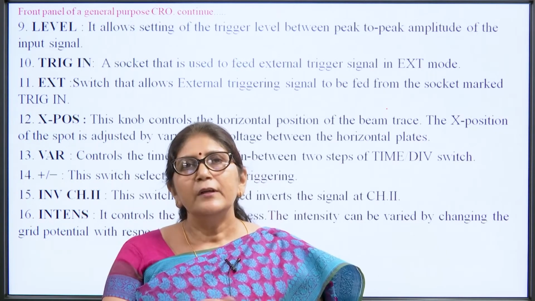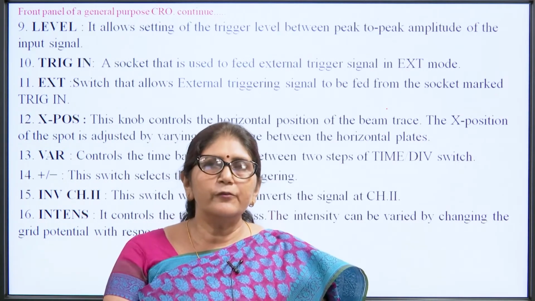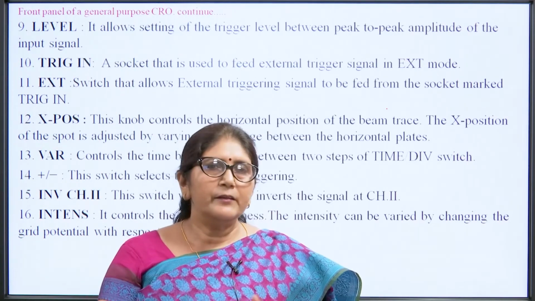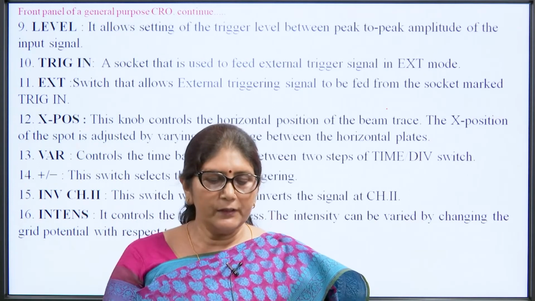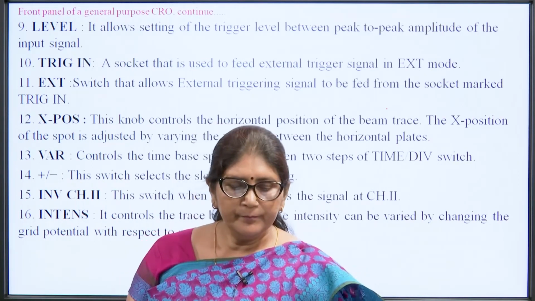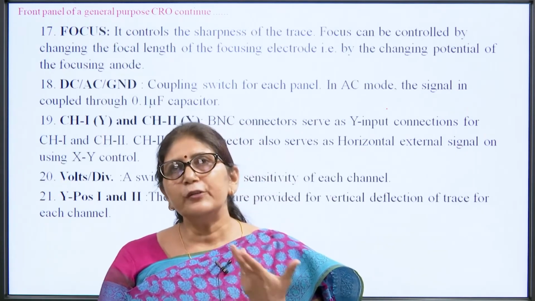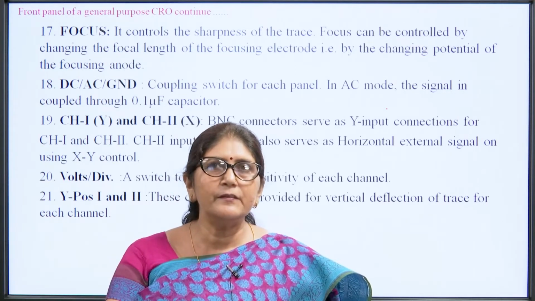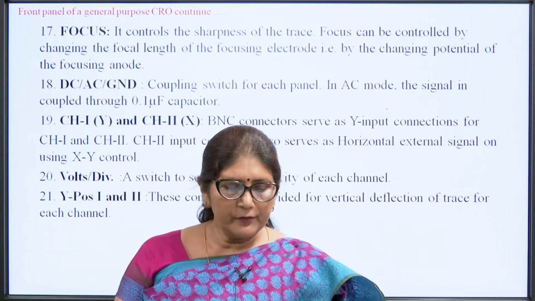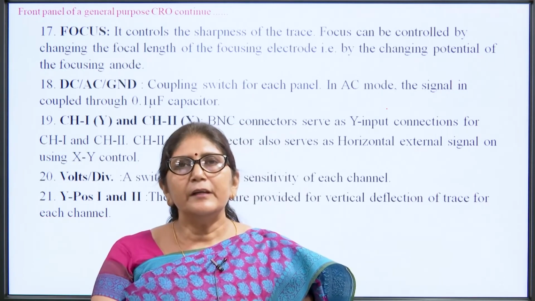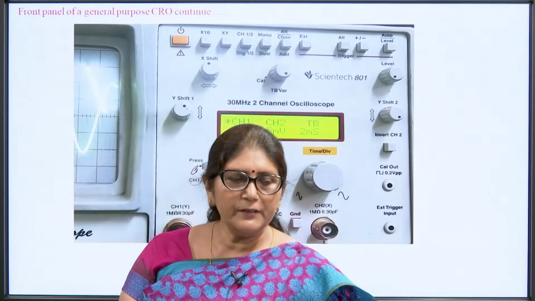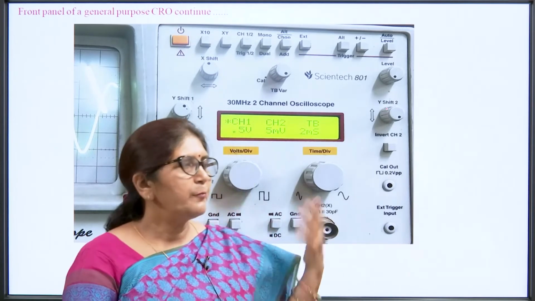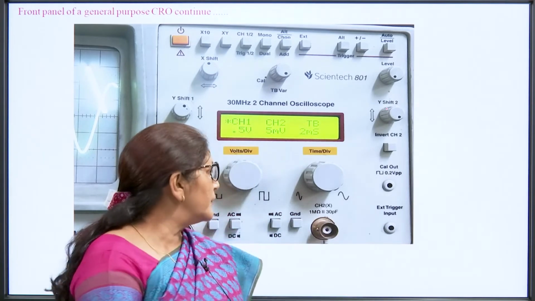Similarly, the intensity control controls the brightness of the signal, and it works by changing the grid potential, which I will discuss in the next lecture. Similarly, focus basically controls the sharpness of the trace, so the focus control is there, and similarly other things for your reference.